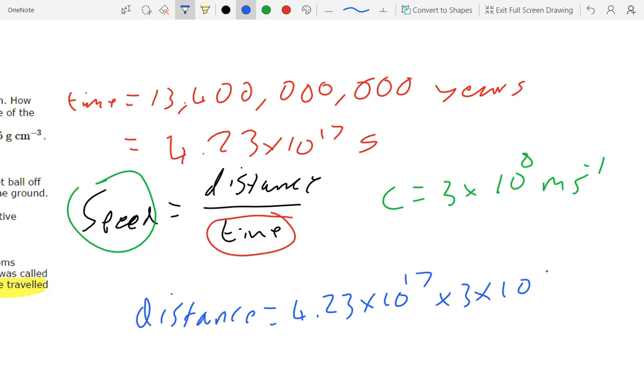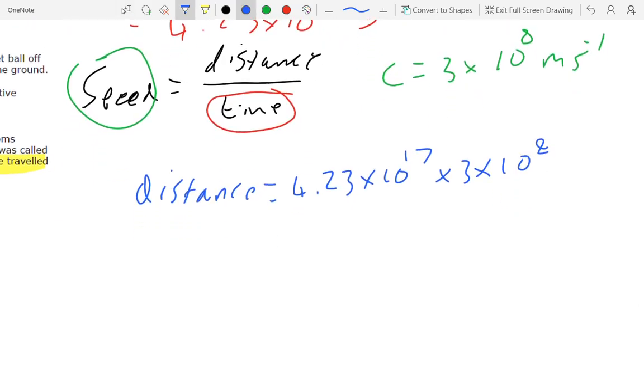So distance equals time times the speed, so 4.23 times 10 to the 17 times 3 times 10 to the 8, so 4 times 3 is roughly 12, 10 to the 17 times 10 to the 8 is 10 to the 25. So if we convert it into standard form, that's 1.2 times 10 to the 26 meters. So that means a photon released from its sort of bound states 13.4 billion years ago will have travelled 1.2 times 10 to the 26 meters. And just using speed equals distance over time, you can quite nicely work out how far a distance travelled in the whole age of the universe.